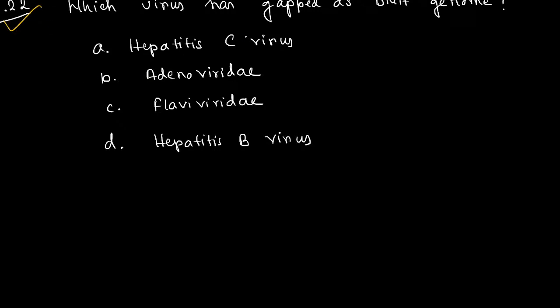Question number 22. Which virus has a gapped double-stranded DNA genome? Which virus has a gapped double-stranded DNA genome? The options are hepatitis C, adenoviridae, flaviviridae, hepatitis B virus. Okay. Which virus has a gapped double-stranded DNA genome?